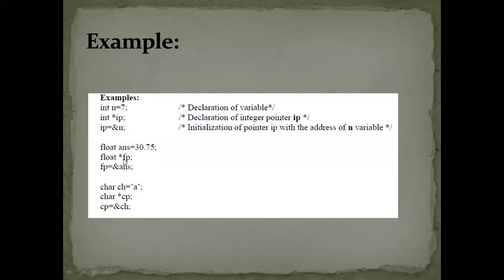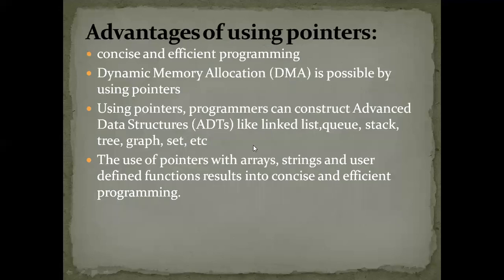This FP is a pointer. So here, what does the pointer FP contain? The address of another variable, that is, answer. Similarly for character, this is how we can declare and initialize a character. And next is the declaration of character pointer CP. This is a character pointer CP. What does it contain? CP contains the address of CH. Understood this? Okay, fine.